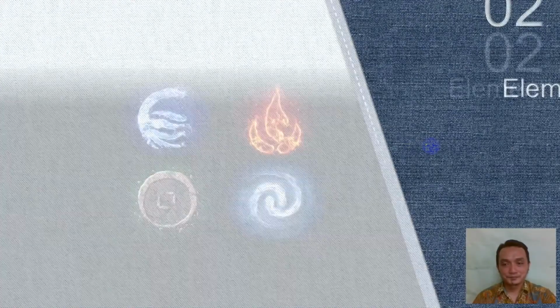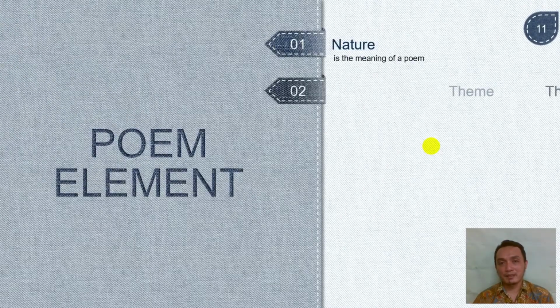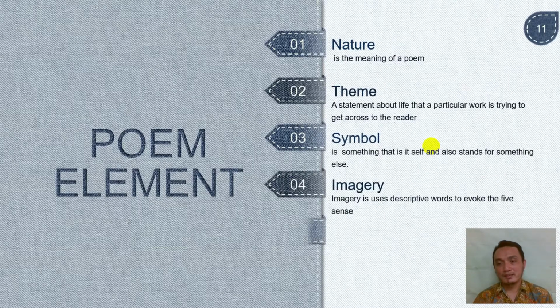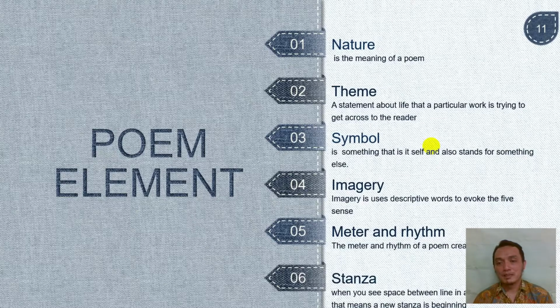And next are the elements of the poem. Okay, there are some elements in a poem. The first is nature, the meaning of the poem. And then the second is theme. These are the elements that construct the poem. The first is nature, the second is theme, a statement about life that the particular work is trying to get across to the reader. Symbol is something that is itself and also stands for something else. Imagery is descriptive words for the five senses. Rhyme, rhythm, meter: the rhythm of a poem creates a beat. Stanza: when you see space between lines in a poem, that means a new stanza is beginning. Okay, so to tell the detail of the poem elements, we will discuss later.